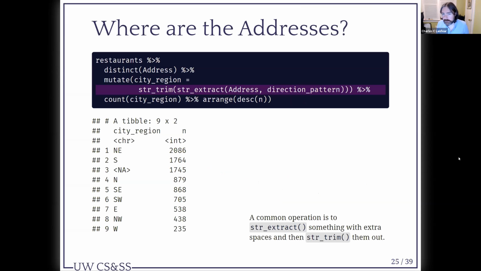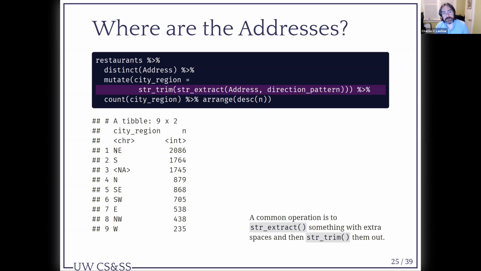Okay, next one. Let's make use of this thing I just worked with. I'm going to figure out where in Seattle all these different restaurant addresses are. So I'm going to take the restaurants in the data and reduce it to the distinct addresses, since I don't want to duplicate restaurants. Create a new variable, the city region, equal to the result, as was suggested earlier, of running string trim on the result of that string extract function from earlier. The string trim will get rid of the extraneous spaces at the beginning and the end. Then I'm just going to tabulate the city regions and show them in descending order.